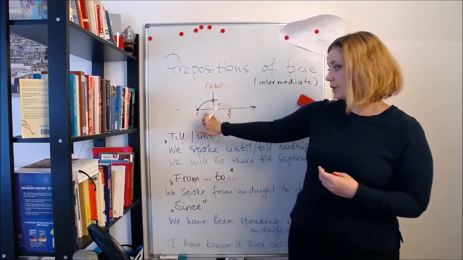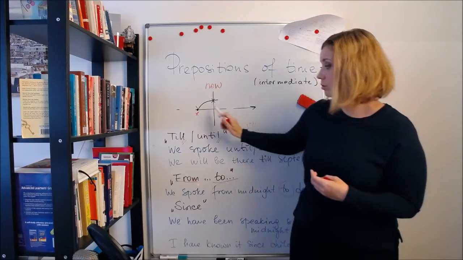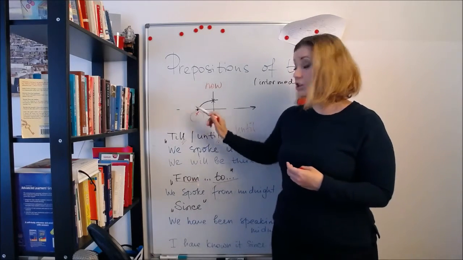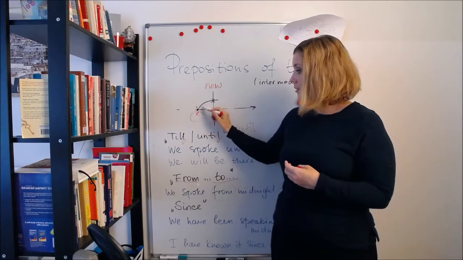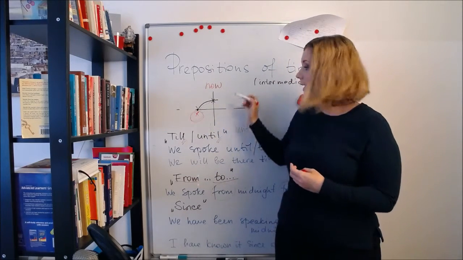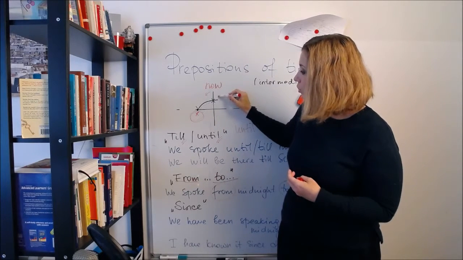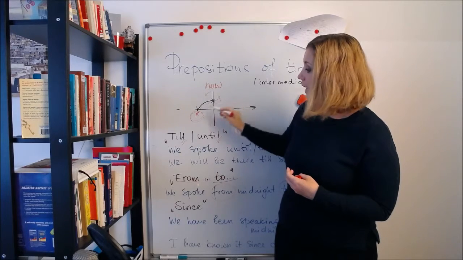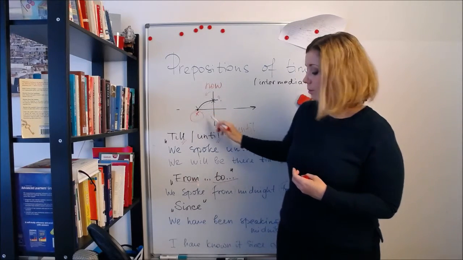I have one action which I started doing at some point which I know, and the action is still lasting, it's still unfinished. So I am looking at it from now. I don't know when it will finish. So I only know this point and I use the preposition since to talk about it.